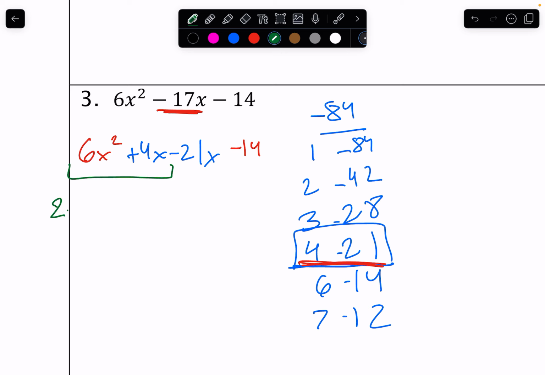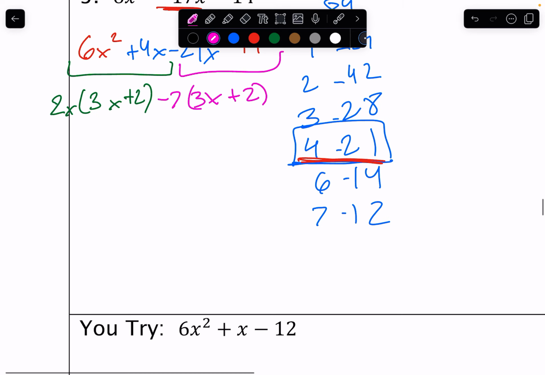I got my GCF of 2x. I get 3x plus 2. And then in my second grouping here, my GCF is going to be a negative 7. It's negative because this first guy's negative, and 21 and 14, I get 7. I divide everything by negative 7, which is going to give me 3x plus 2. So now I got the same binomials there, so that means I did it right. So I get 2x minus 7 and 3x plus 2.